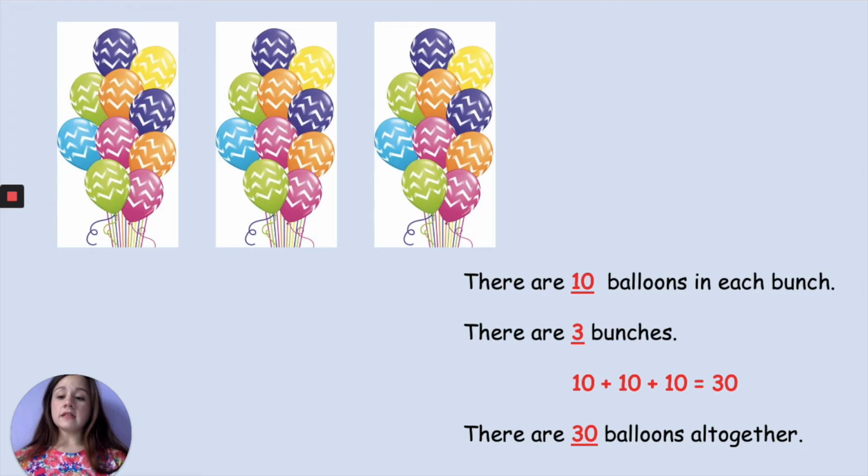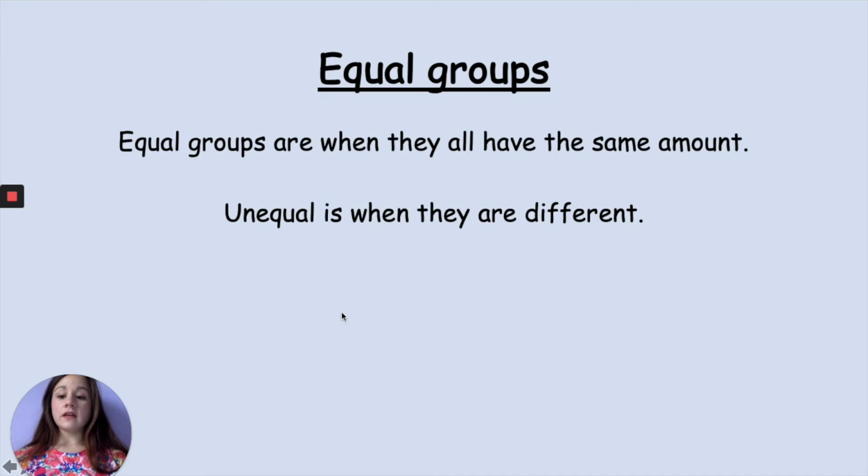So we can count in tens. 10, 20, 30. 10 add 10 add 10 equals 30. There are 30 balloons altogether. Well done. Now, equal groups.